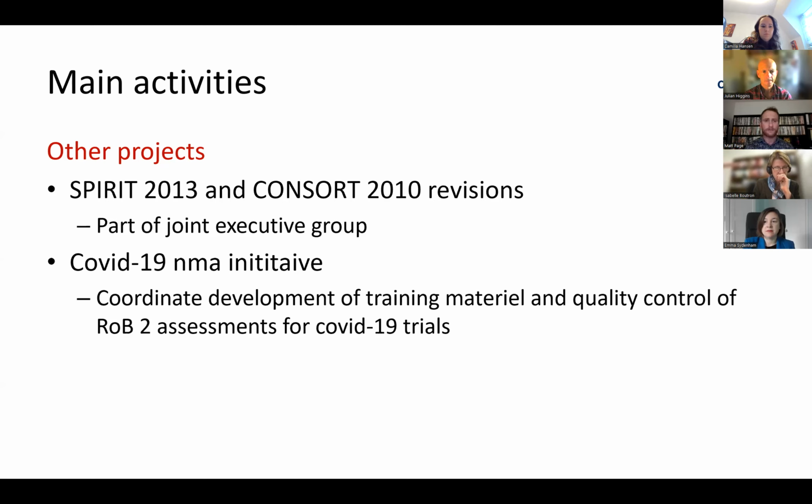Also, we have a really exciting initiative led by Isabelle Boutron, the COVID NMA initiative, living network, living evidence synthesis of drug and non-pharmacological treatments for COVID-19, where members of the conveners have contributed to the development of training material and quality control for the ROB2 assessments for those trials to ensure that they are high quality assessments underpinning those syntheses.